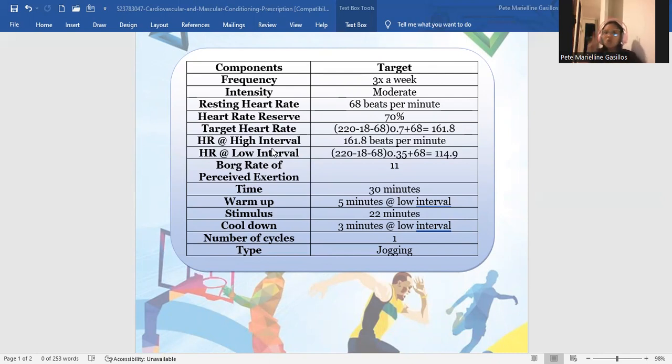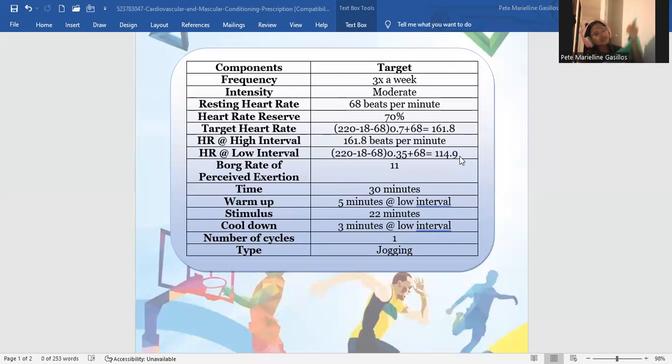To calculate my HR at low interval, I use the same as my target heart rate, which is 220 minus 18, which is my age, and minus my resting heart rate. And 70% is my heart rate reserve, so I convert it in decimal, and 0.7 divided by 2, which is 0.35, plus my resting heart rate. It calculates to 114.9 beats per minute.